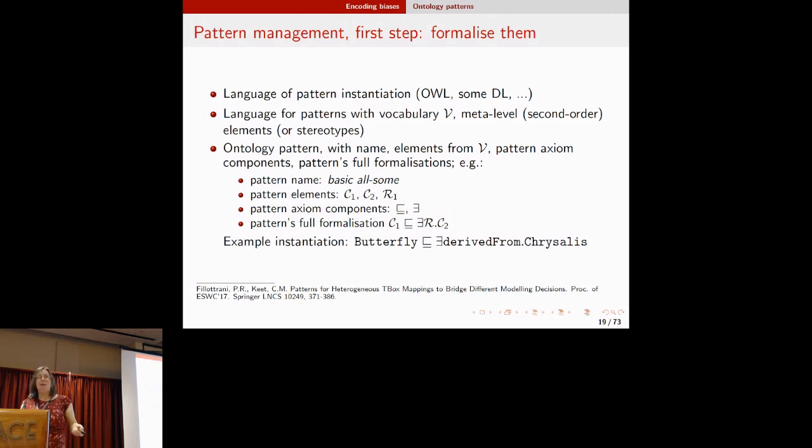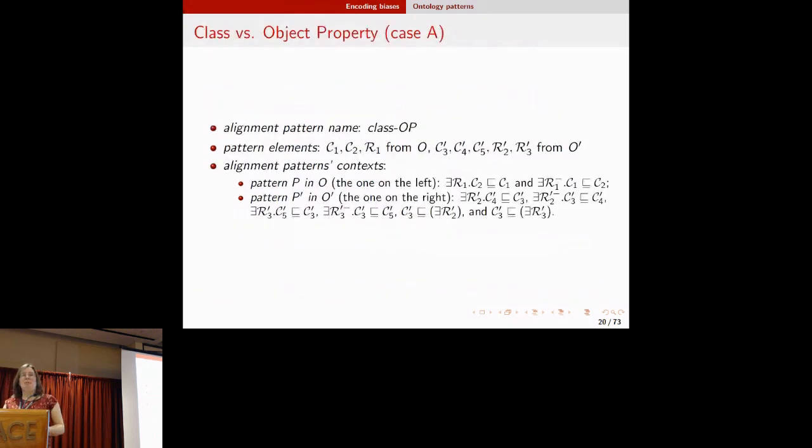Let's say, for instance, a basic all-some ontology pattern. You have a name, you have the elements from our vocabulary from the pattern language. It's basically at a meta level. It's not necessarily an ontology design pattern, it's just a pattern. It's not necessarily that you want to design it in this way. You have your axiom components, the full formalization, and here you would have an example instantiation of that specific all-some pattern. And we can do that for all of those patterns that we saw on the previous slides, which we did, and the references are mentioned there.